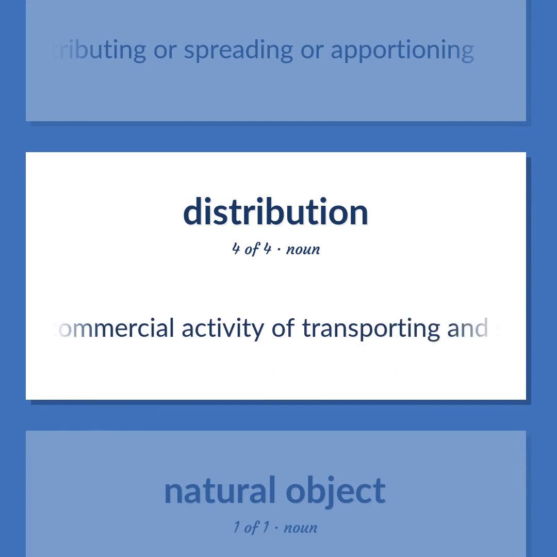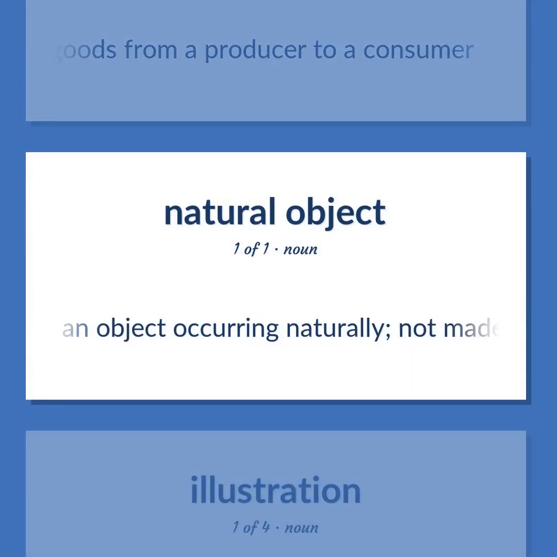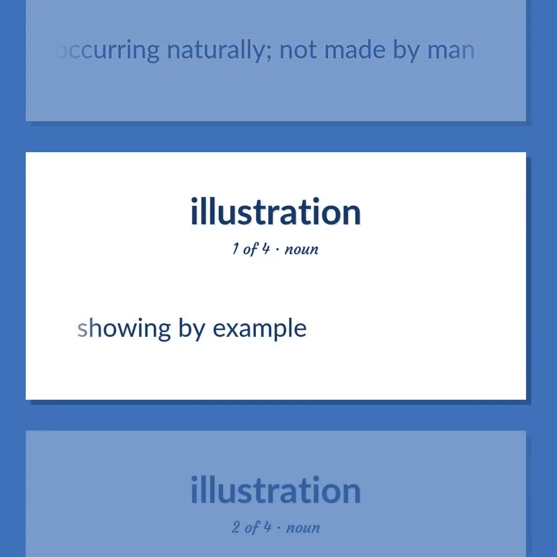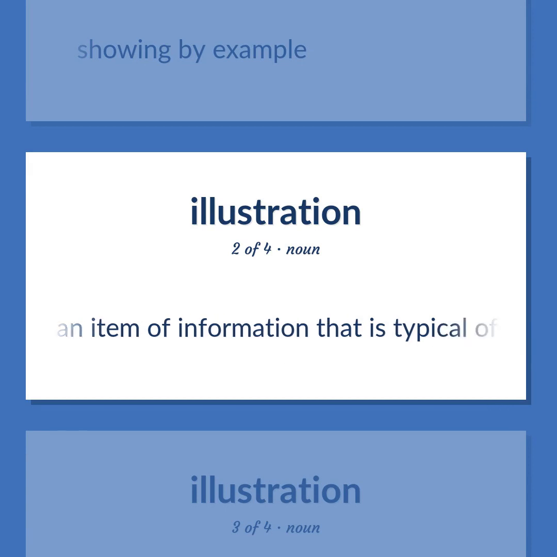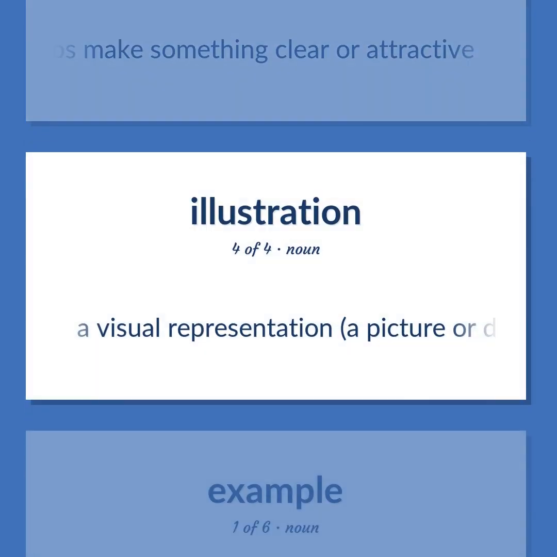The commercial activity of transporting and selling goods from a producer to a consumer. An object occurring naturally, not made by man. Showing by example. An item of information that is typical of a class or group. Artwork that helps make something clear or attractive. A visual representation, a picture or diagram, that is used to make some subject more pleasing or easier to understand.